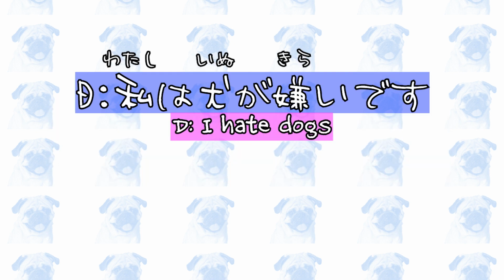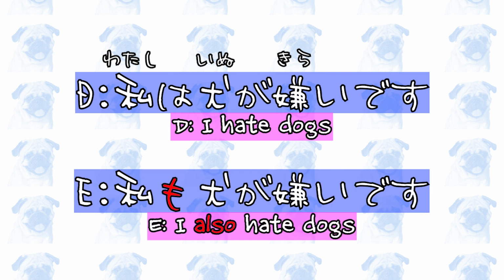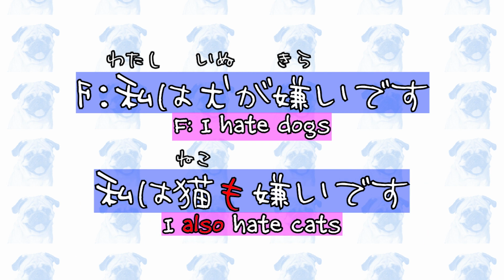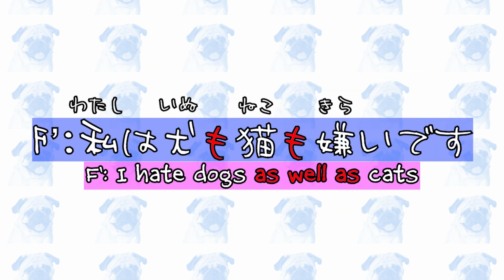D. 私は犬が嫌いです。I hate dogs. E. 私も犬が嫌いです。I also hate dogs. F. 私は犬が嫌いです。私は猫も嫌いです。I hate dogs. I also hate cats. F-私は犬も猫も嫌いです。I hate dogs as well as cats.